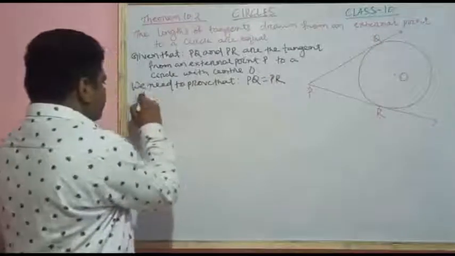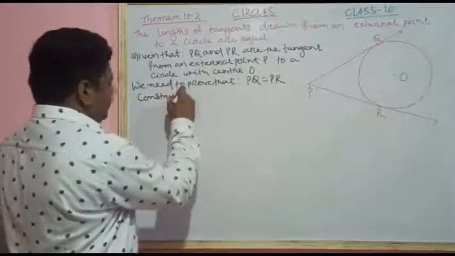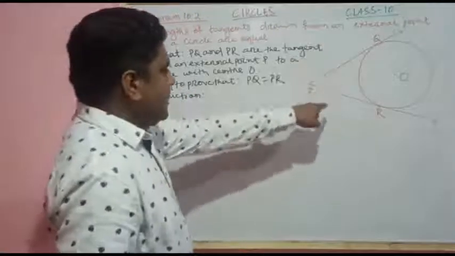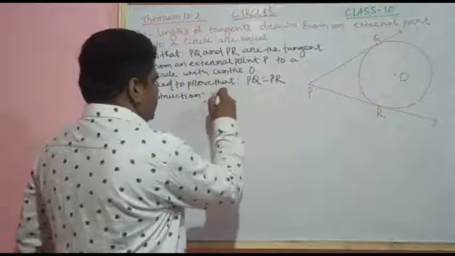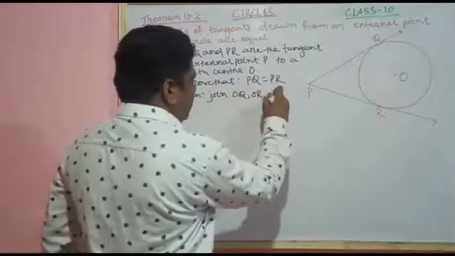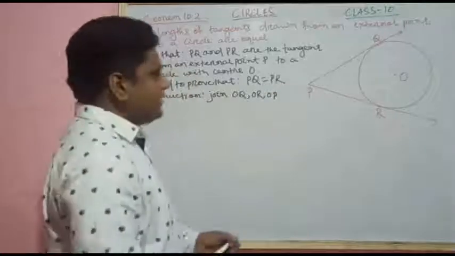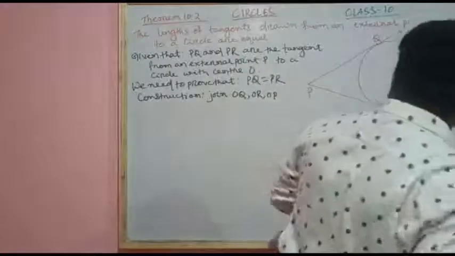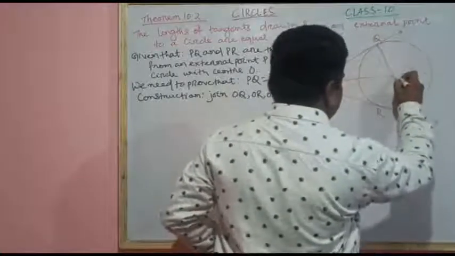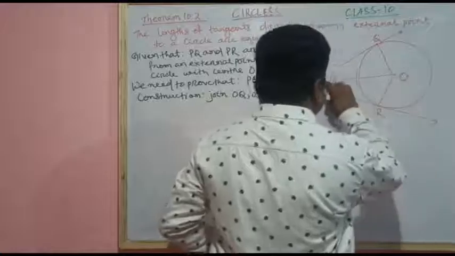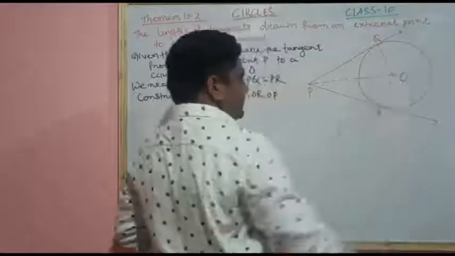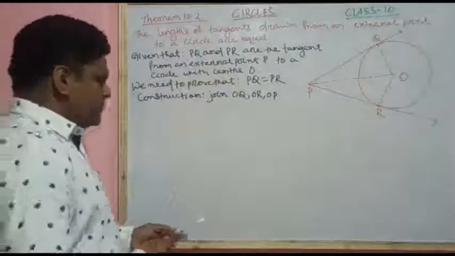For this purpose we need some construction. Construction: join OQ, OR and OP. Let's join OP, OQ and OR. Since it is a construction, it can be dotted lines like this. Now let's prove this.